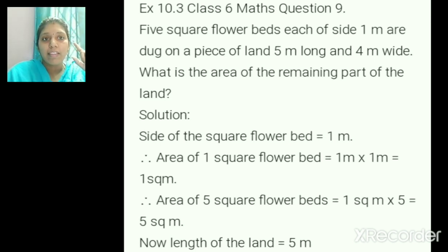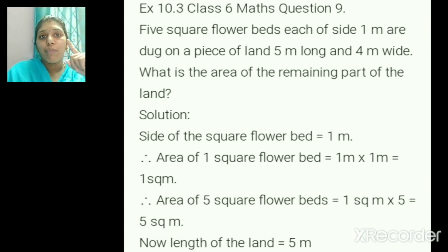So we have to find the area of the square bed. First we will find the area of 1 square flower bed, and then we have to find how many square flower beds are given. 5. First find the area of 1 square flower bed, then we have to find for 5. The side of the square flower bed is 1 meter.